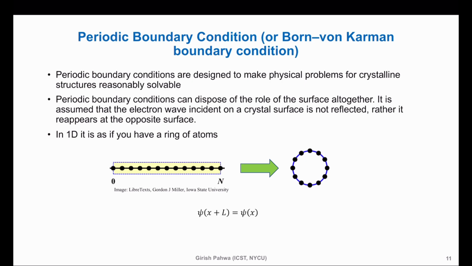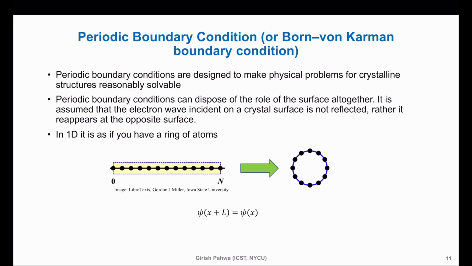So this is what I am trying to say. Psi of x plus L will be equal to psi of x. This is equal to this, for any x. So psi of x is equal to psi of x plus L. If I've converted this into a ring, say this is x, then x plus L is again the same thing.